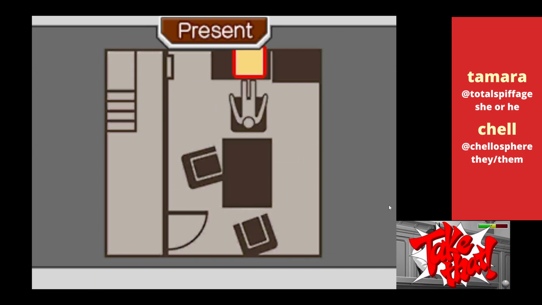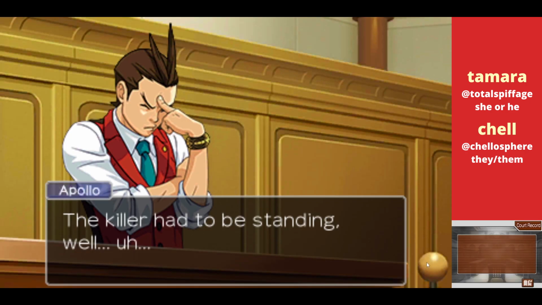In the middle of a bookcase. Yeah. This is a Bethesda game, and you can clip through walls.